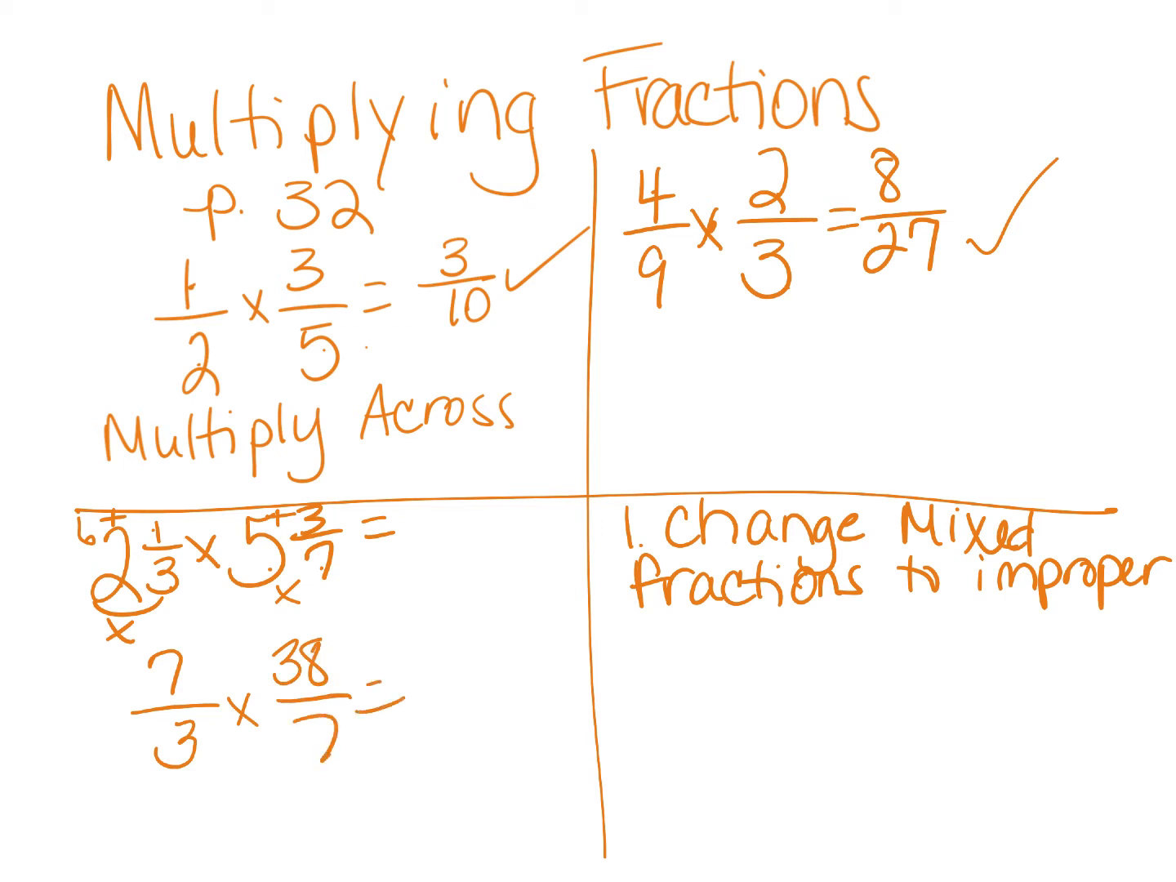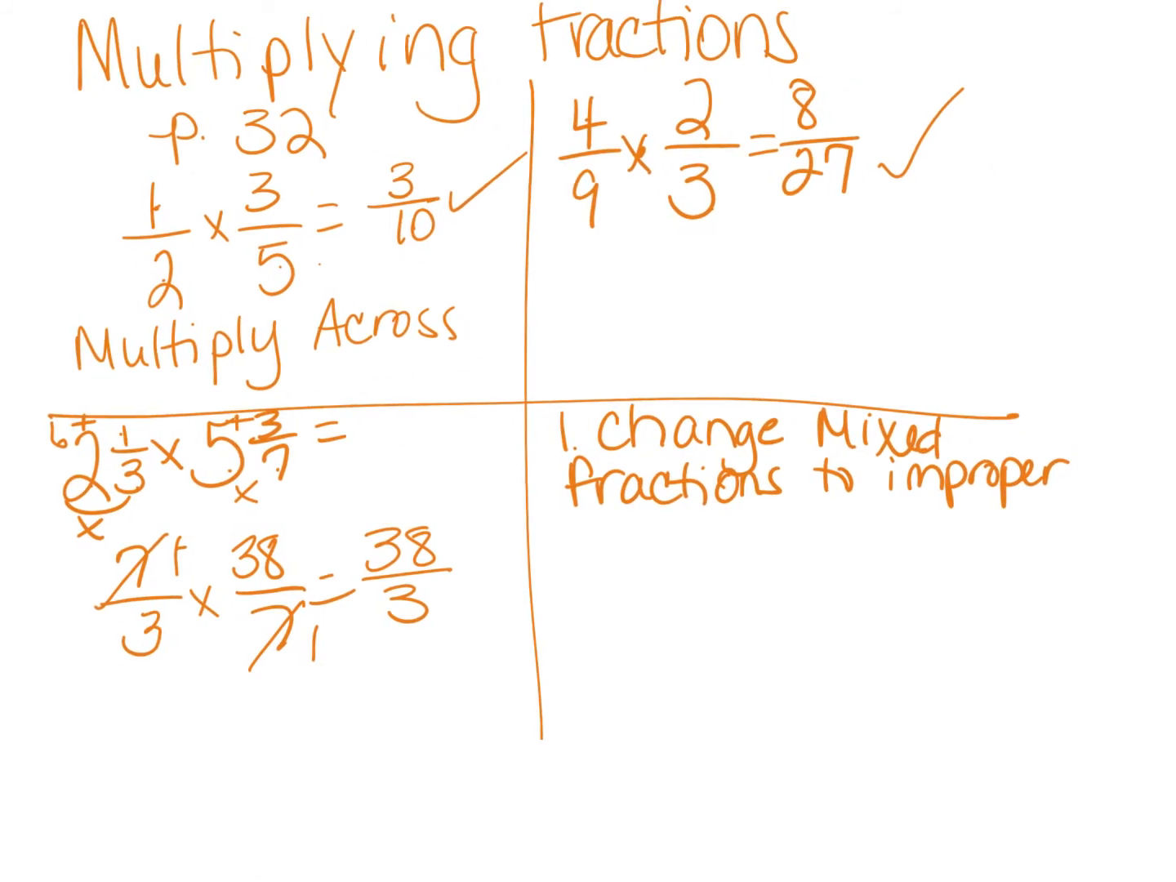Now, if you can remember last year, you can do cancellation when you are multiplying fractions. What I mean by that is if you have a 7 here and a 7 here, you can cancel those out and make that a 1. Then you're going to have 38 over 3. And then you've got to go through the process to change it back to a mixed fraction.